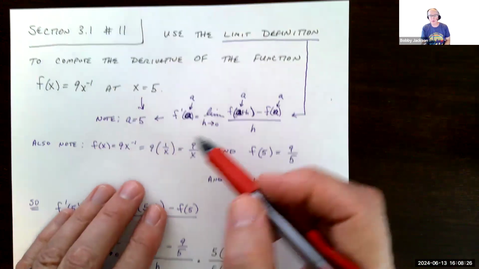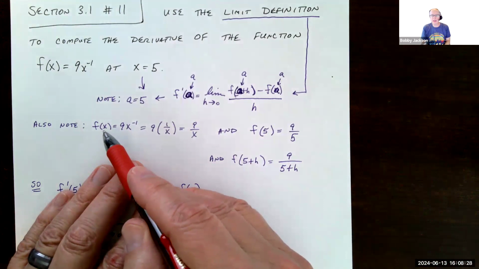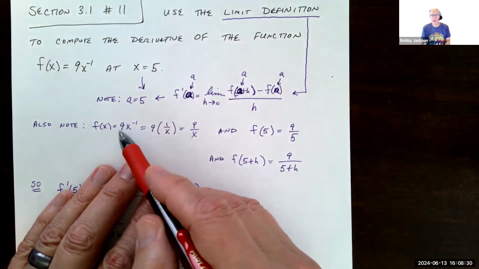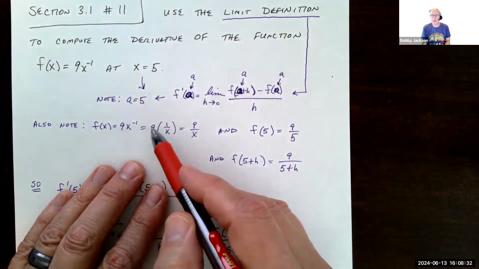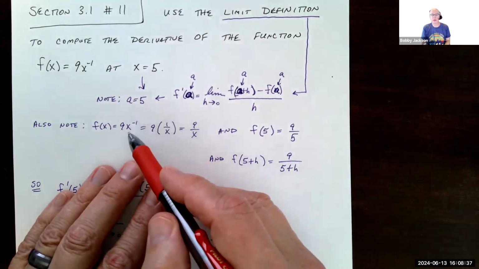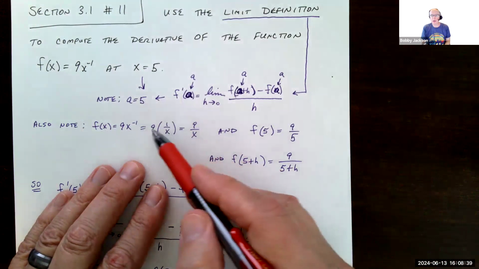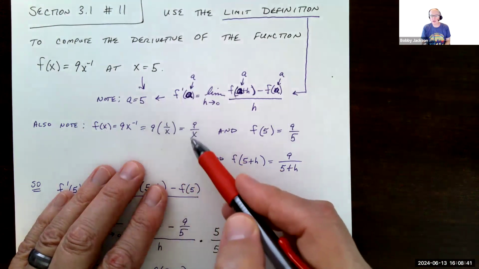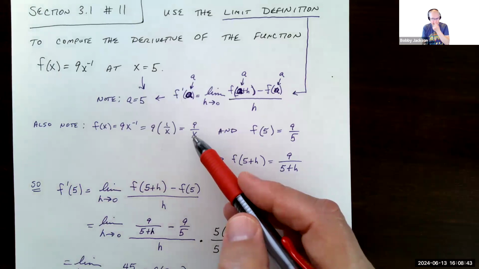So how do we do that? Well, first note, to make this easier, 9 times x to the negative 1 power is the same as 9 times 1 over x, right? X to the negative 1 power is the reciprocal of x, 1 over x. And 9 times 1 over x is just 9 over x. So this is a better format to write it in.